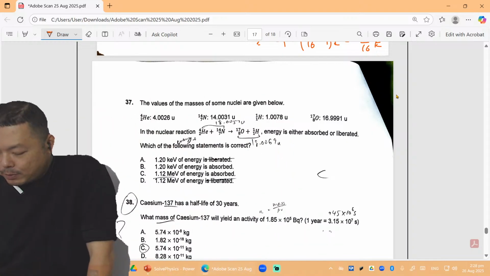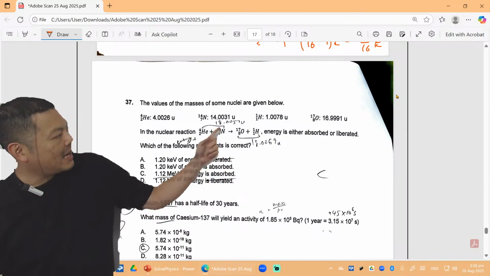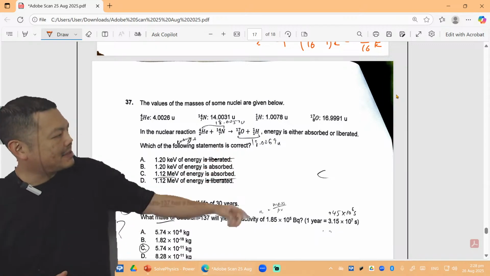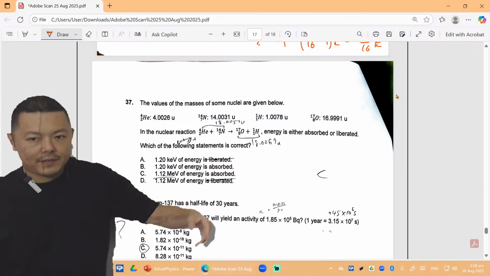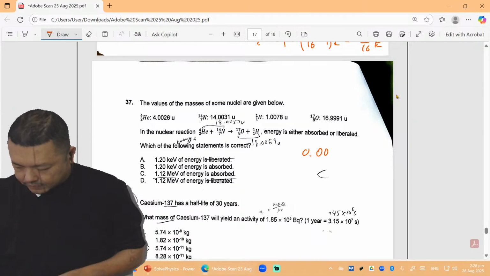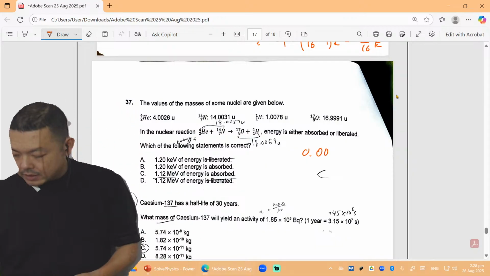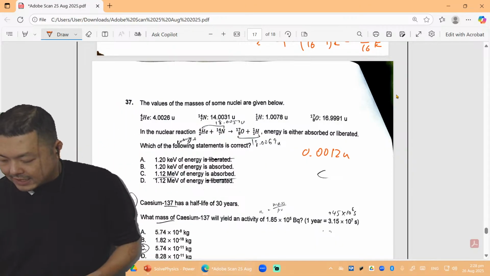Anyway, what do you have to do? You have to find the total mass on both sides, which is given also, right? So mass gain. Look at that, that's mass gain. So how much mass does it gain? 69 minus 57, right? 0.0012 u. This is the mass gain.